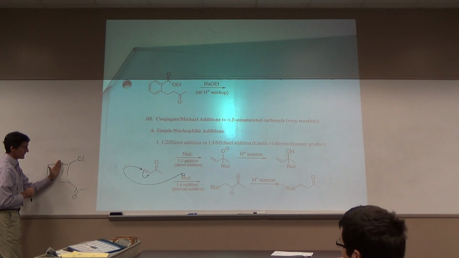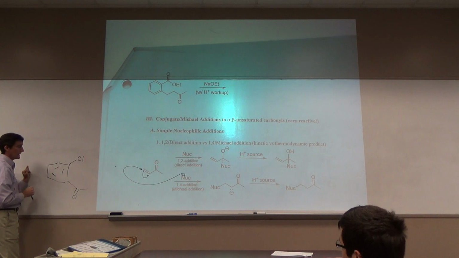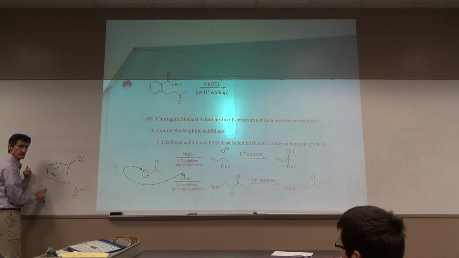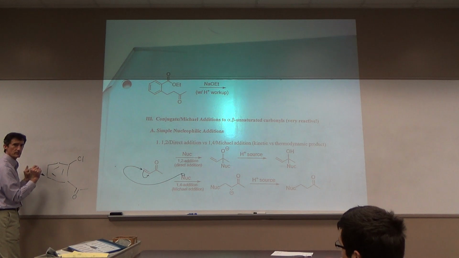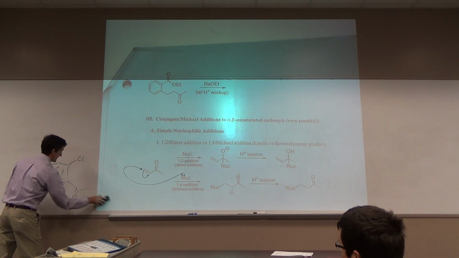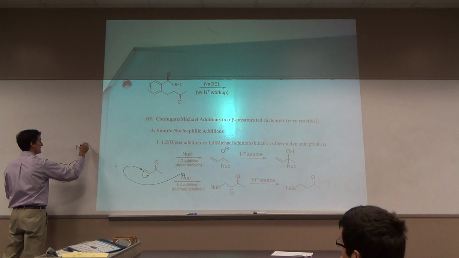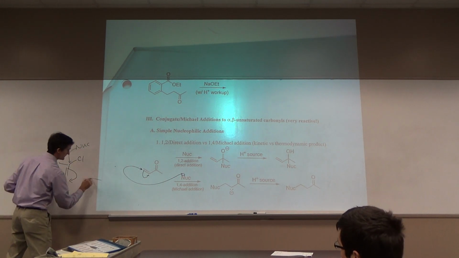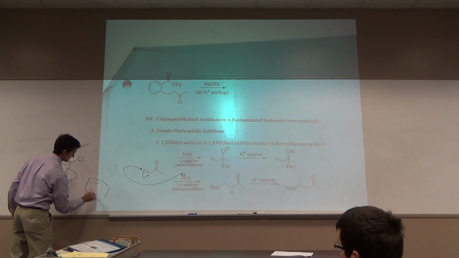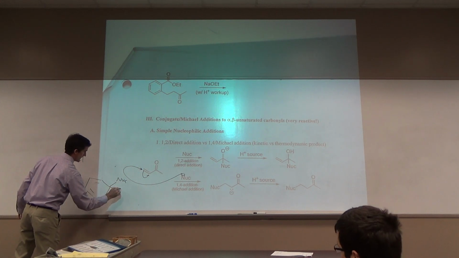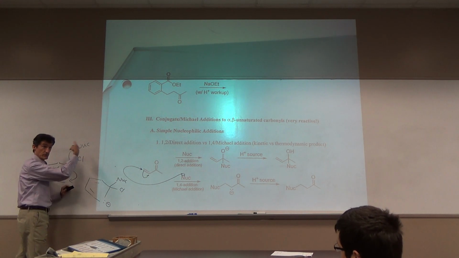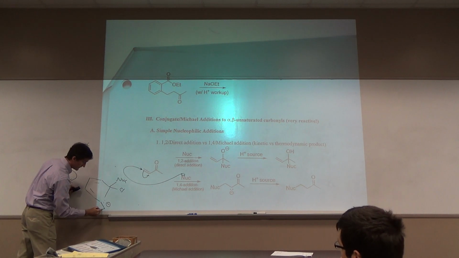Would those be considered Michael? We really didn't call this Michael. Why did we have to have this group here? Why did we say we had to have it? Because we had to put anion where? On the oxygen. Remember, if the nucleophile came in here, we moved electrons here. We said it doesn't work. I showed it. You have to have this here.